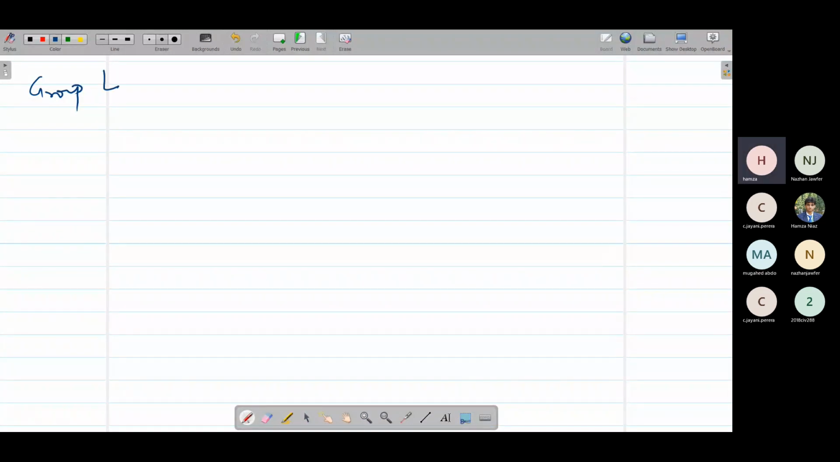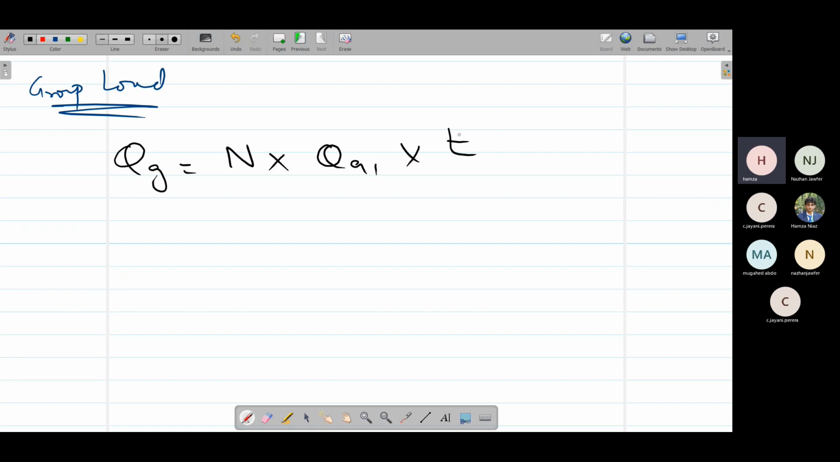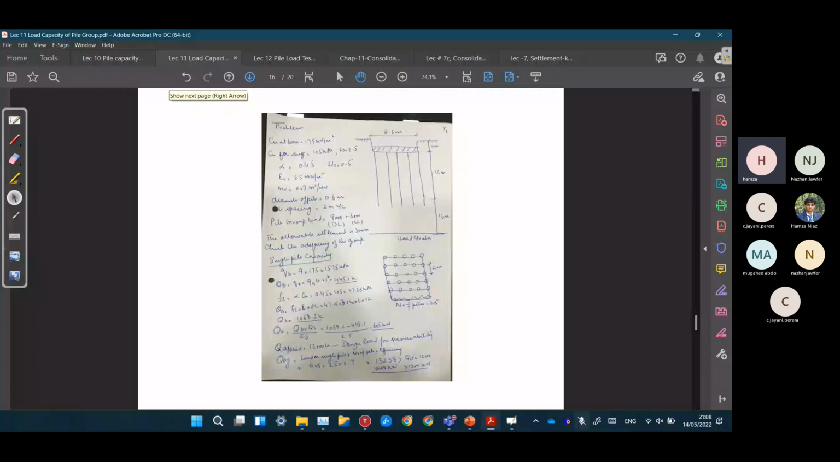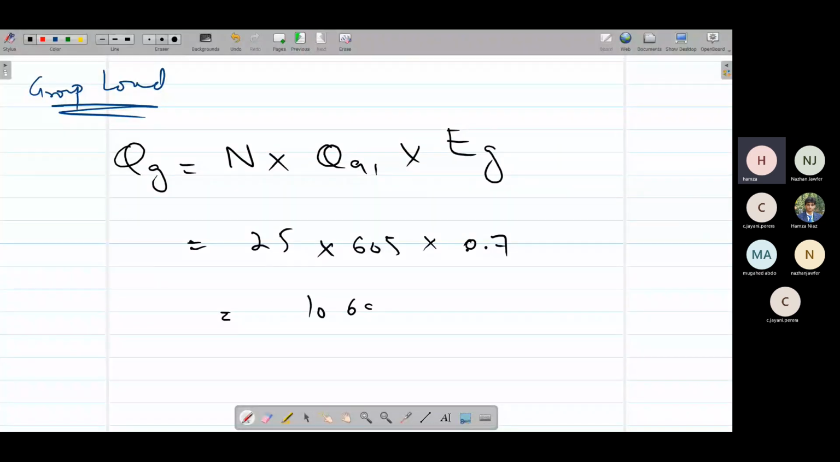Alright, so the group load. The group pile load would be simply like we discussed before. QG we can write as n, the number of piles, times Q allowable 1, the allowable capacity of one pile, times the efficiency factor. The number of piles we have is 25, the allowable pile capacity is approximately 605, and the efficiency factor is 0.7. If we calculate this, it comes to something like 10,600-something kilonewtons.